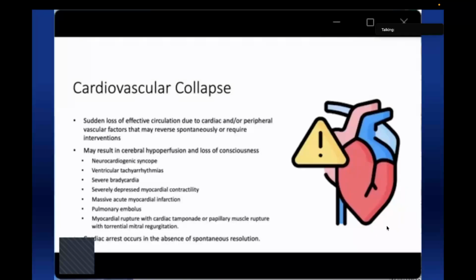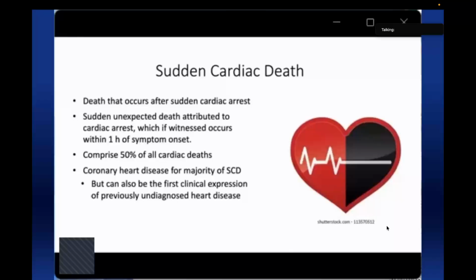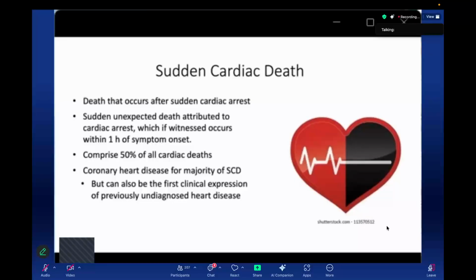Cardiac arrest occurs in the absence of spontaneous resolution. How about sudden cardiac arrest? This is an abrupt cessation of your cardiac function, resulting in loss of effective circulation that may be reversible by prompt emergency medical intervention, but will lead to death in its absence. It mostly occurs outside the hospital. Sudden cardiac death is the death that occurs after sudden cardiac arrest. Sudden unexpected death attributed to cardiac arrest, which if witnessed occurs within 1 hour of symptom onset. It comprises 50% of all cardiac deaths.